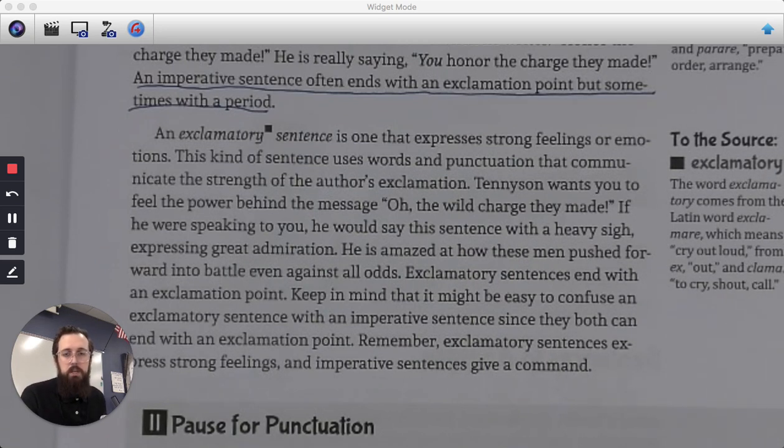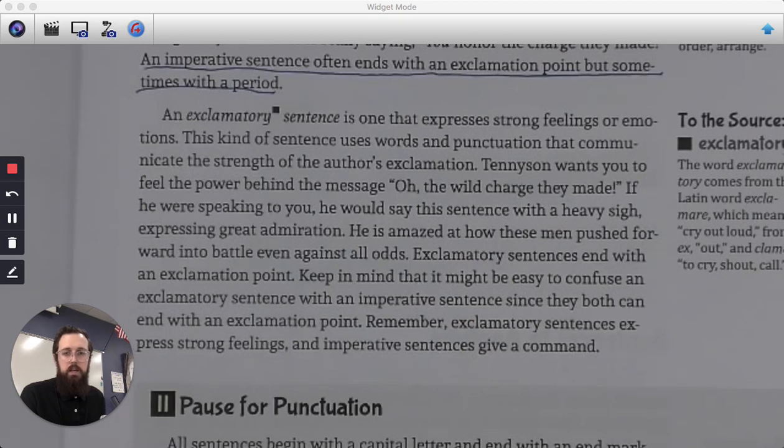If he was speaking to you, he would say this sentence with a heavy sigh, expressing great admiration. He is amazed at how these men pushed forward into battle, even against all odds. Exclamatory sentences end with an exclamation point. Keep in mind that it might be easy to confuse an exclamatory sentence with an imperative sentence, since they both can end with an exclamation point.